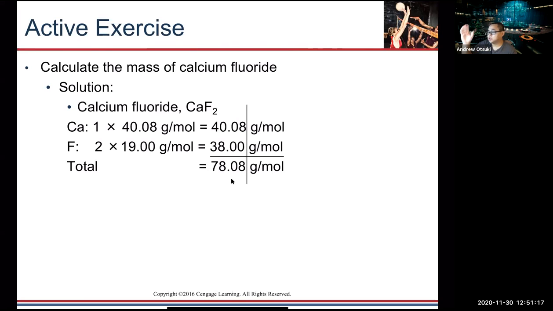So it's the same process for molar mass. We just add all the masses up, but in this case, our unit at the end is grams per mole instead of U, or atomic mass units. So for molar mass, add these up all together.